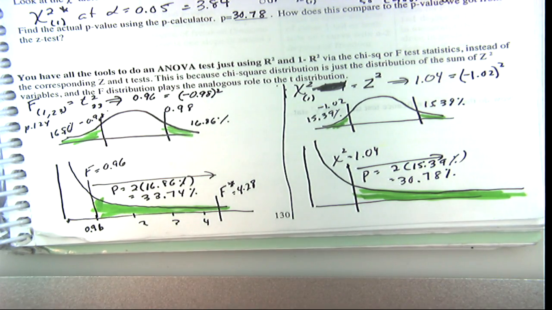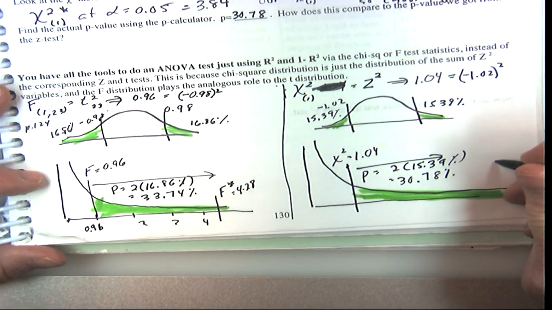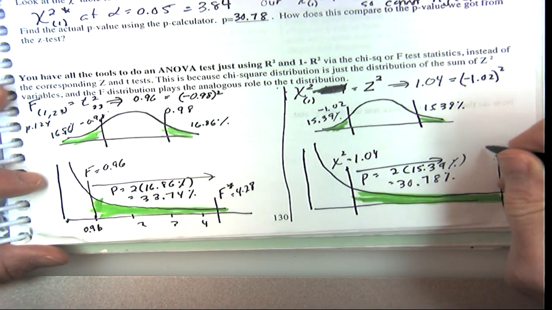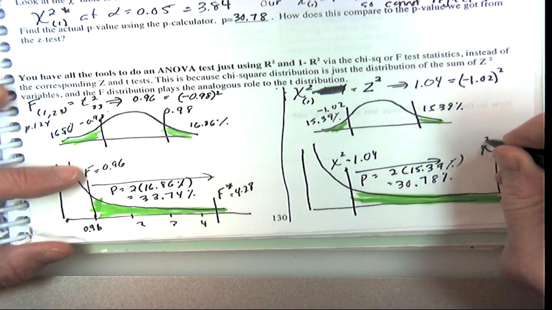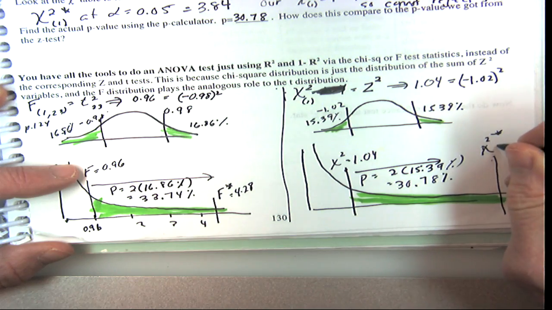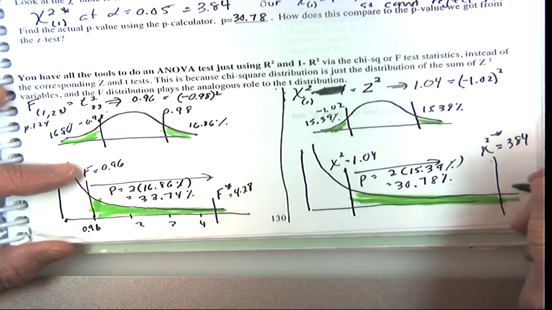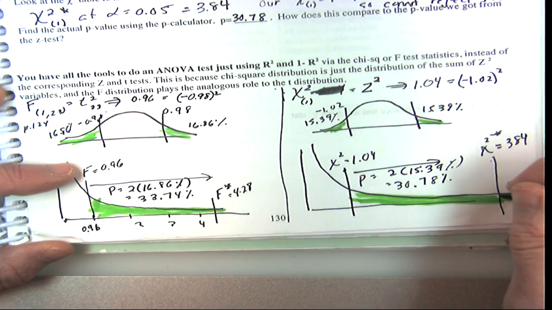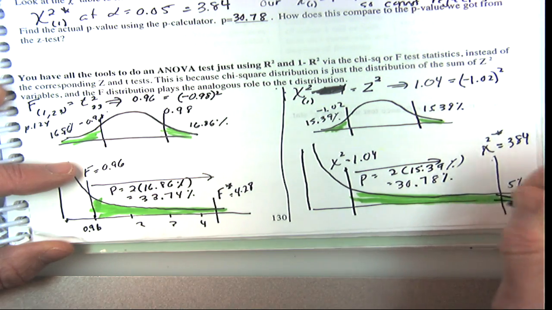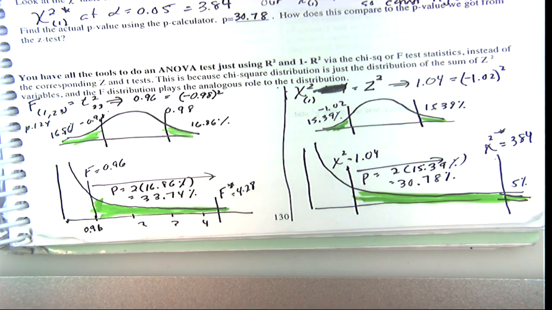And that's the idea. Oh, and then we got this little way out here. We had our critical value. We didn't reach it. Our critical value was 3.84. And after that, it's 5%. It's a small amount. So that's the idea. Any questions on that?